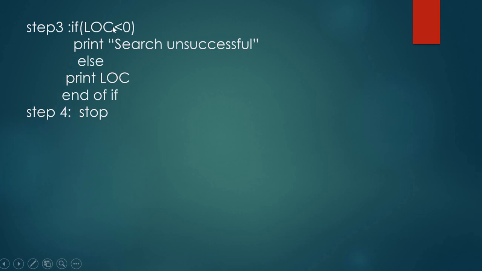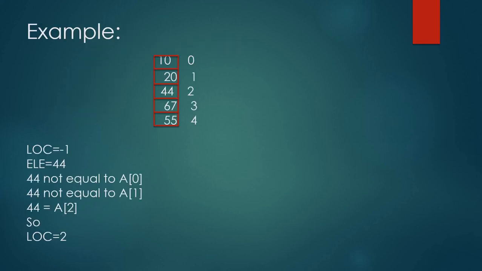If the element is there in the array, we will get a positive number, 0 or one number, for this location. If the location value does not change, it will print search is unsuccessful. That is, in linear search, we compare one element with each and every element in the array. Like that, we find the location.